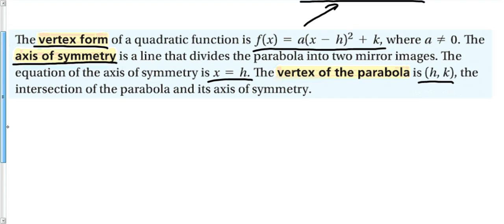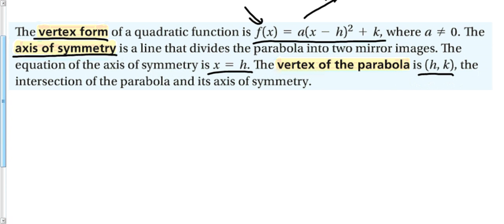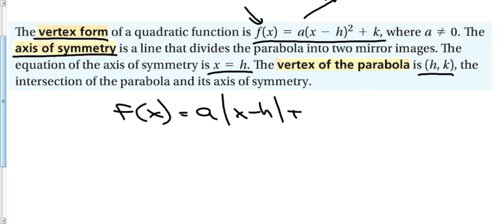And if we look at vertex form right here, and we remember back to my function for an absolute value equation, it looks something like this: absolute value of x minus h, plus k. And in this case, h and k was the vertex of my absolute value function. And now h, k is going to be the vertex of my parabola. So these two functions kind of work the same way.